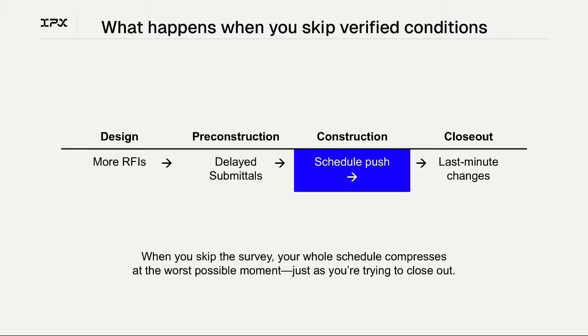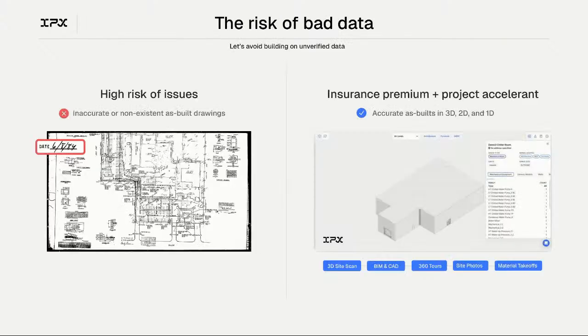And from an owner's perspective, time is money, right? So when you skip the survey, your whole schedule compresses, and as fate would have it, it's always at the worst possible moment, just as you're trying to close out the project. And then there's the risk of bad data. Think of unverified, inaccurate, non-existing-conditions as-built drawings as a really high-risk situation.